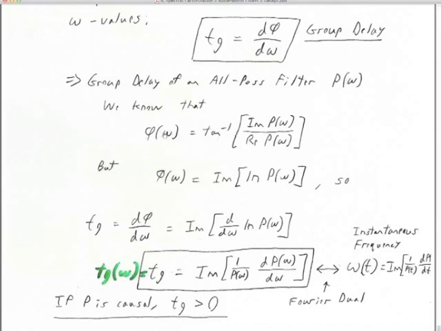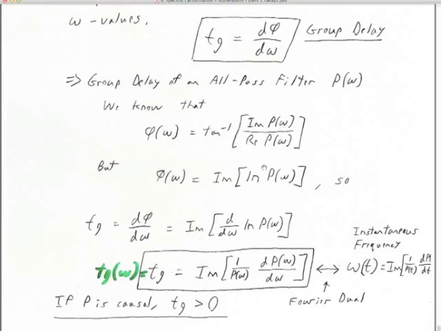So phi of omega, the phase spectrum, is equal to the imaginary part of P of omega divided by the real part. P of omega is the Fourier transform of the filter time series, so it's got an imaginary part and a real part, and the phase spectrum is just the inverse tangent of the imaginary over real at each frequency omega. Why did I write phi differently there? I don't know. I'll assume it's not any different. It's the same phi of omega.